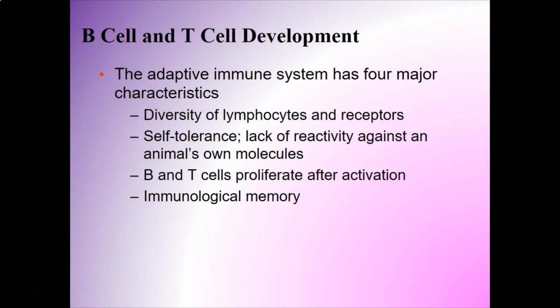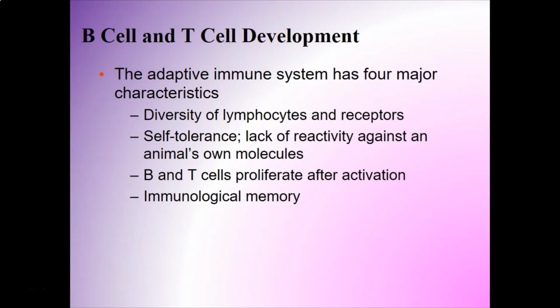Okay, so B cell and T cell development. The adaptive immune system has four major characteristics. Number one, diversity of lymphocytes and receptors, right? You have so many different types of cells and receptors out there to fight all those different pathogens, like we said. You also have to have self-tolerance, right? You can't fight your own tissues, so hopefully your immune cells know enough to say, oh, you're a normal cell, we're not going to affect you right now. But sometimes that does break down. That would be an autoimmune disorder.